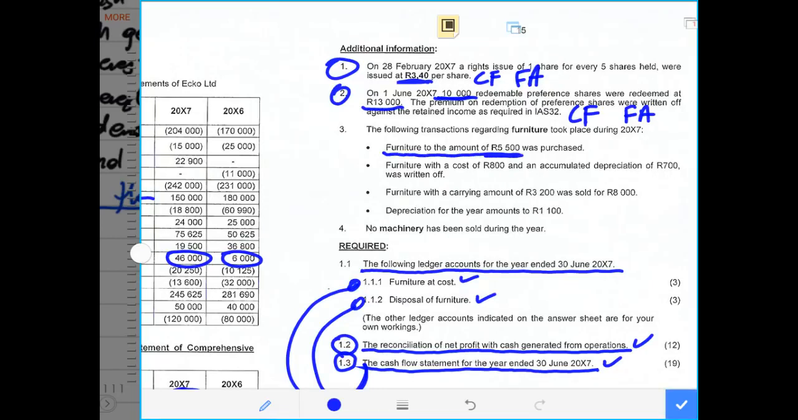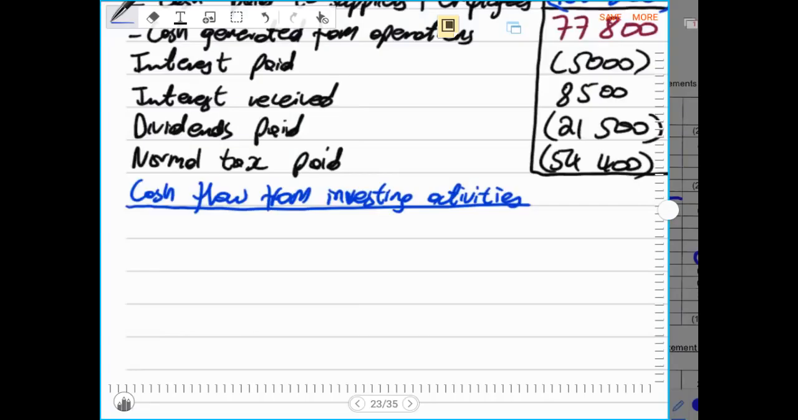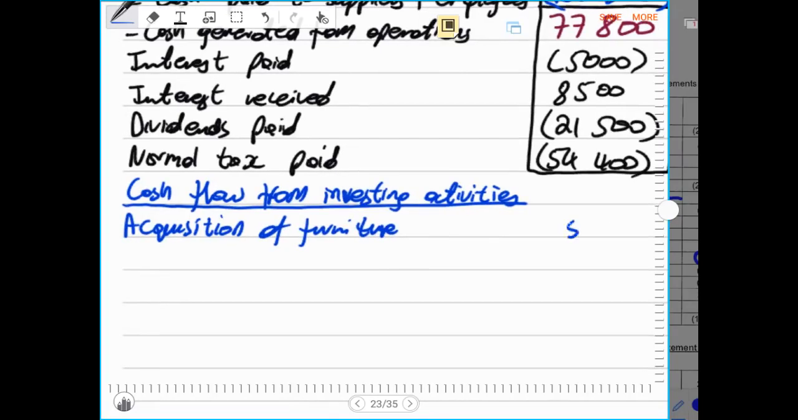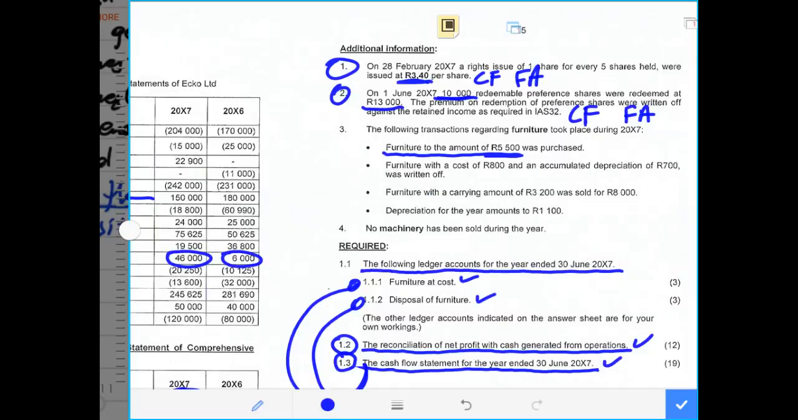So if we buy the furniture, money will go out. Let us record that as acquisition of furniture. That means we bought furniture. If we buy furniture, that means money will go out because of the purchase of the furniture. So that will be negative 5,500 rands. That is the furniture that was acquired in the first bullet point of additional information number 3. It was purchased and we always assume cash. We are dealing with cash flow here.